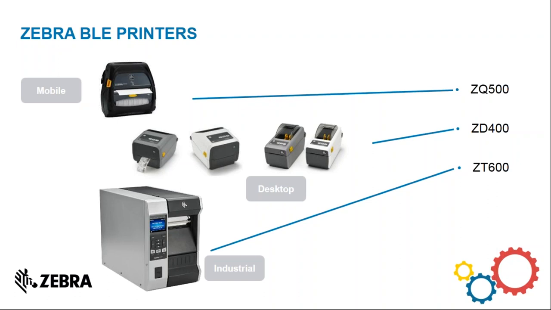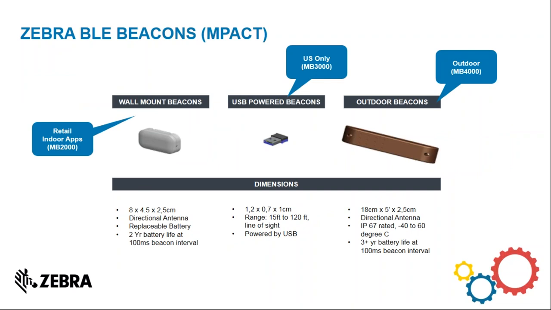So for the mobile layer, we have the ZQ500 series. For the desktop, the ZD400 series that comes in the normal version and also in the healthcare version. And then for the industrial printer, the ZT600 is also offering the Bluetooth low energy features.